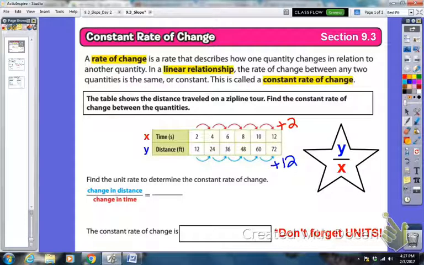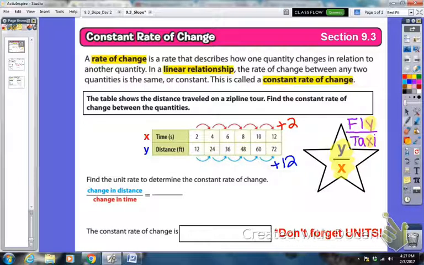To find your rate of change, you need to take the change in the y over the change in the x. Some students in class told me how they remember this: flying is in the air, so flying is above the ground, and taxi is below. So they have to fly over the taxi, which is y over x.